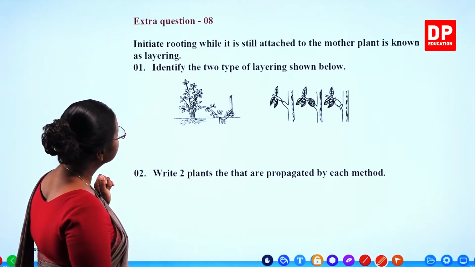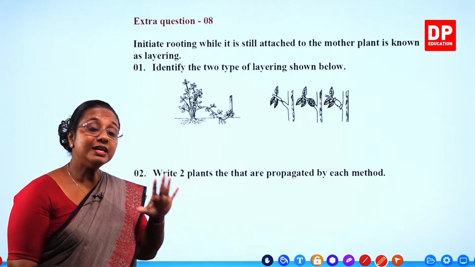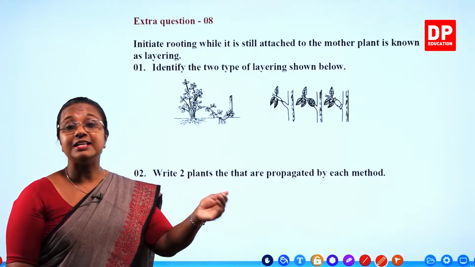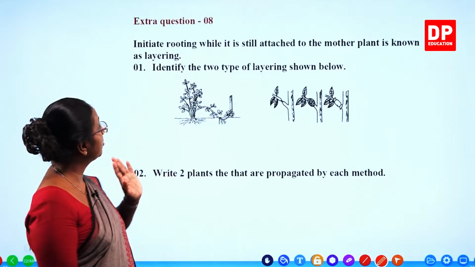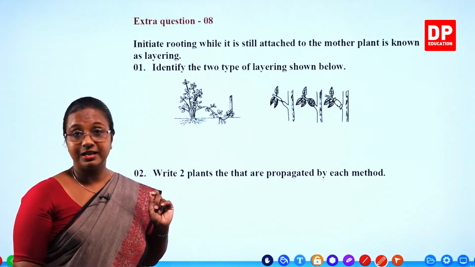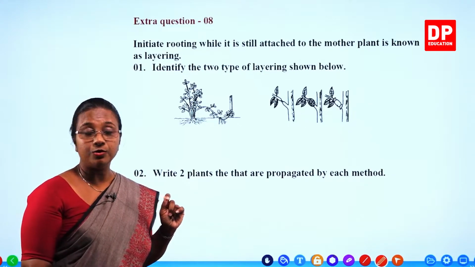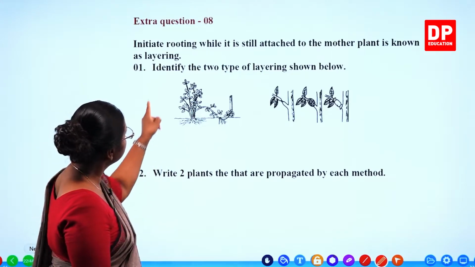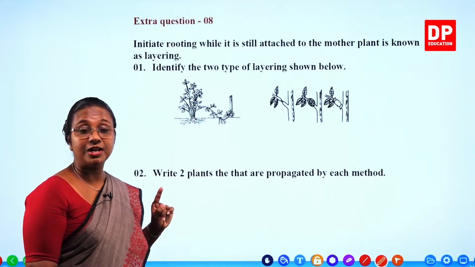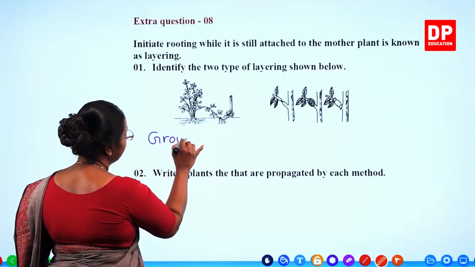Initiating rooting while it is still attached to the mother plant is known as layering. So when the twig is attached to the mother plant itself, we initiate rooting, and then that is replanted as a new plant. That process of vegetative propagation, that is an artificial method, is known as layering. The first one, identify the two types of layering shown below. What are the two types of layering shown below? Here you can see they have chosen a twig that is closer to the ground level. So, we call that ground layering. So, this is ground layering.